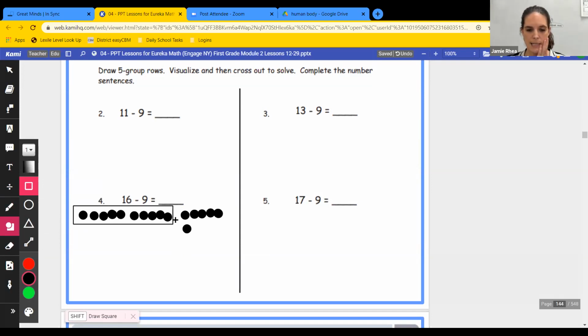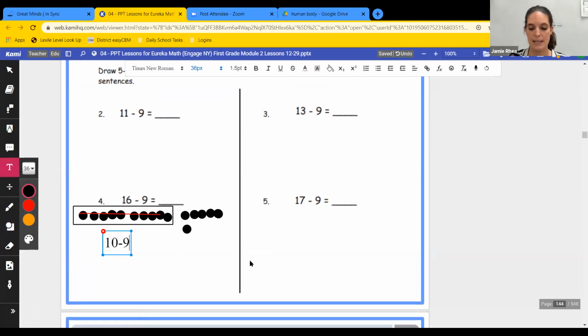So here's my 10 and my 6. I got to take 9 away. Am I going to take it from my 10 or my 6? My 10. I'm going to use red this time. And I'm going to mark out 9 super fast. Ready? Boom.